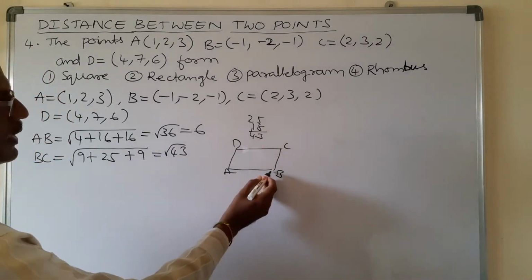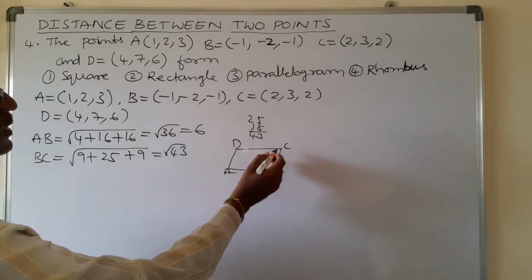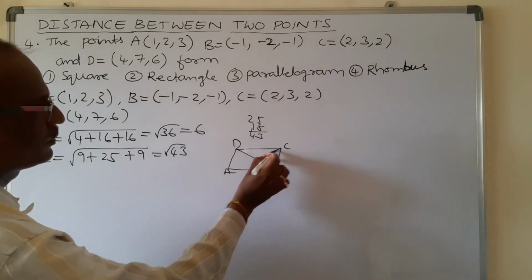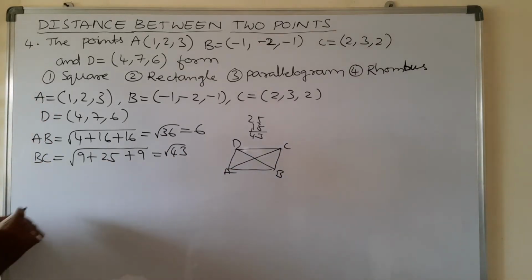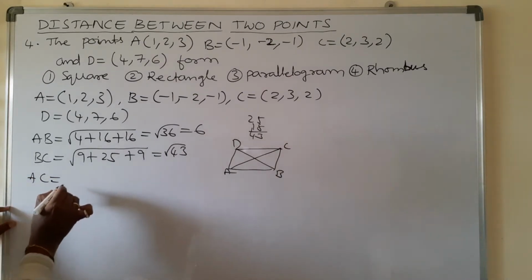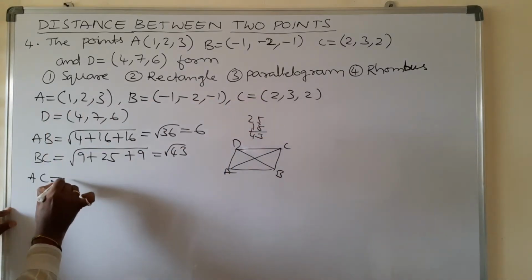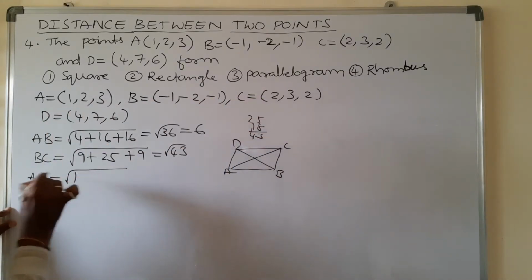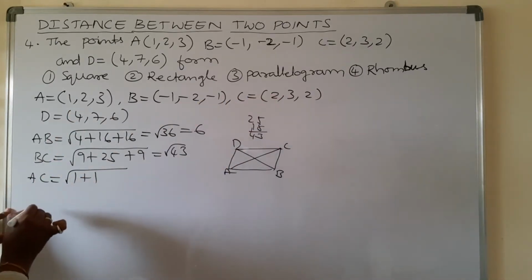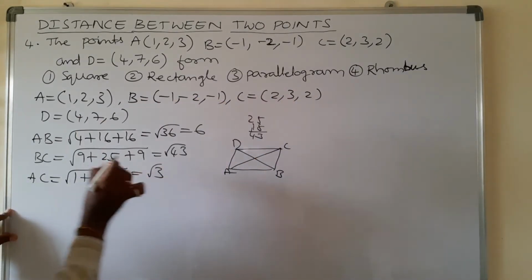In a parallelogram, diagonals are not equal. Here, AB distance is 6. BC distance is root 43. To find the diagonals, AC diagonal: (1 minus 2) whole square, 1; (2 minus 3) whole square, 1; (3 minus 2) whole square, 1. Root 3.